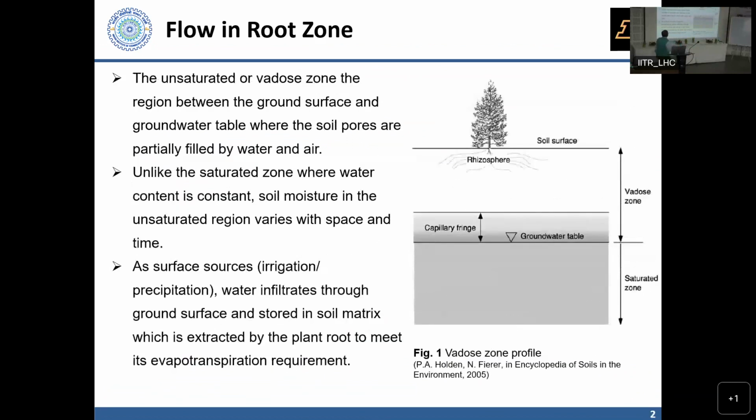Okay, so we know that this is basically the root zone, where usually it is in the vadose zone. That means it is an unsaturated zone where the pores are partly filled with water and partly with air.